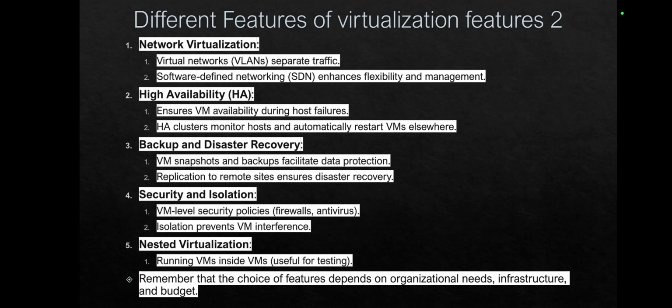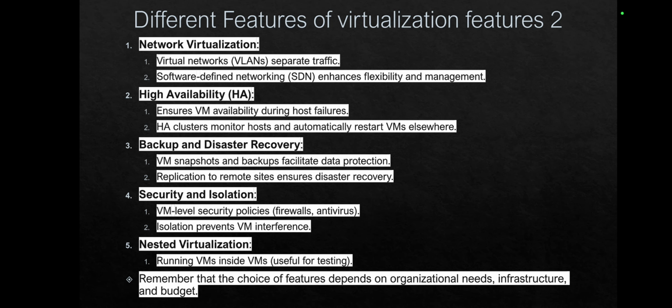1. Network virtualization. Virtual networks and VLANs separate traffic. Software-defined networking enhances flexibility and management. 2. High availability. Ensures VM availability during host failures. HA clusters monitor hosts and automatically restart VMs elsewhere.